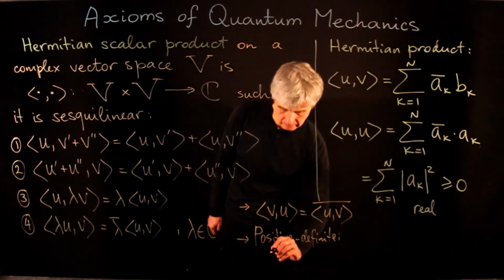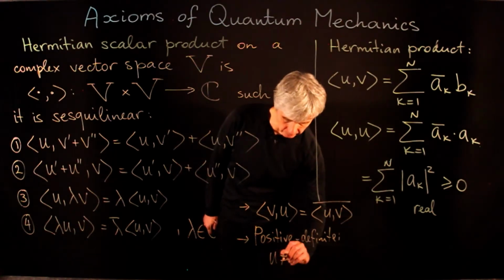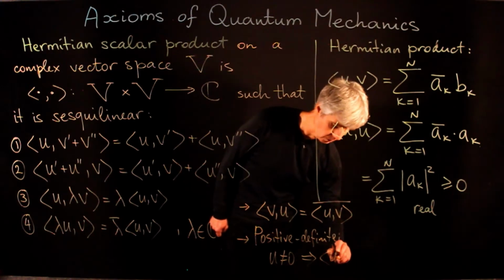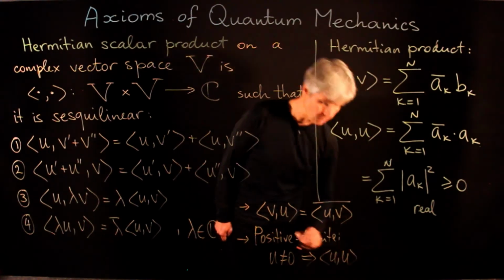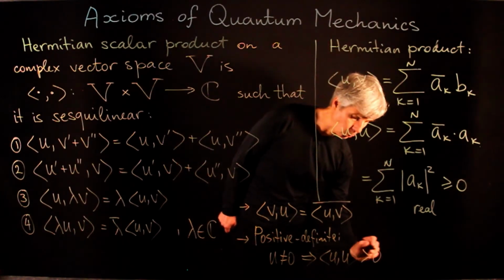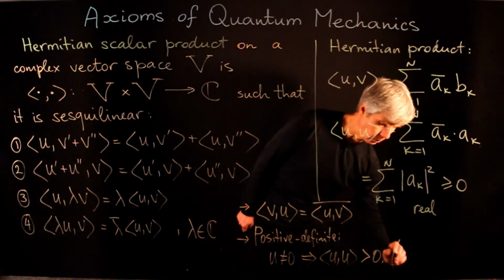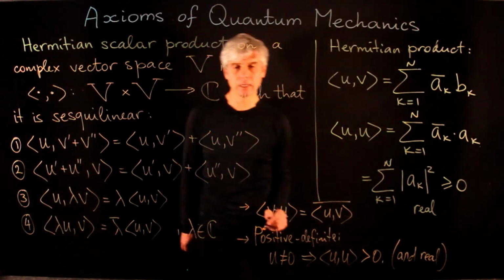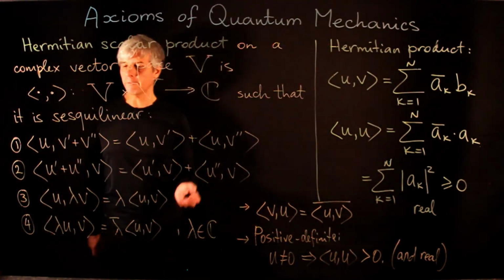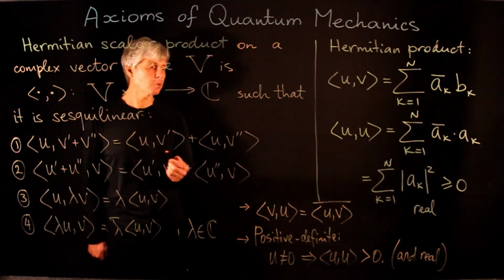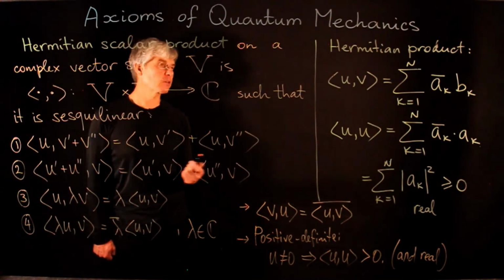And the last property is that it is positive definite. This means that if u is not equal to 0, then the Hermitian scalar product of u with itself is real and positive. So this is the formal definition of a Hermitian scalar product on a complex vector space.